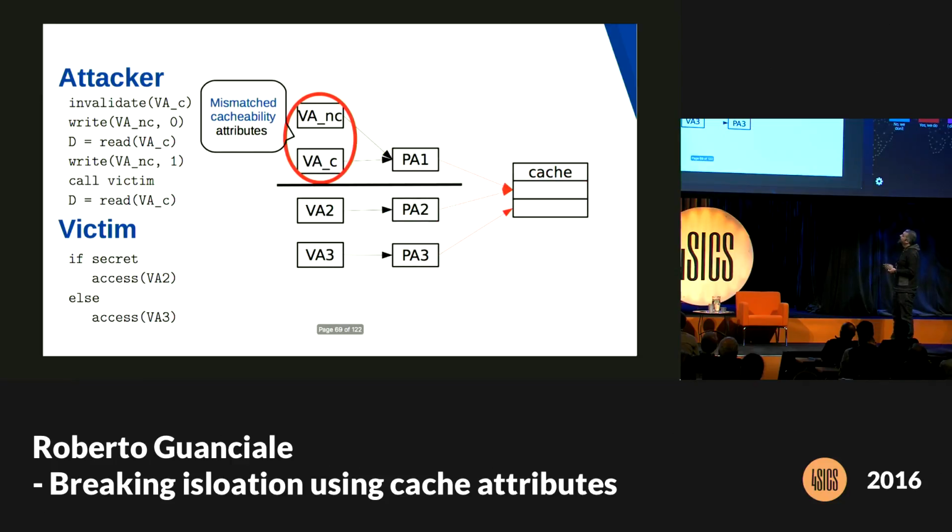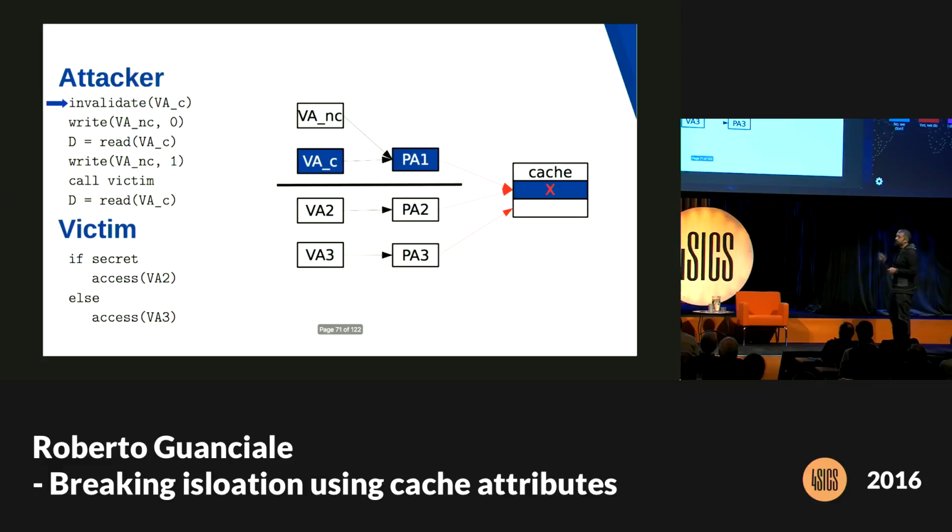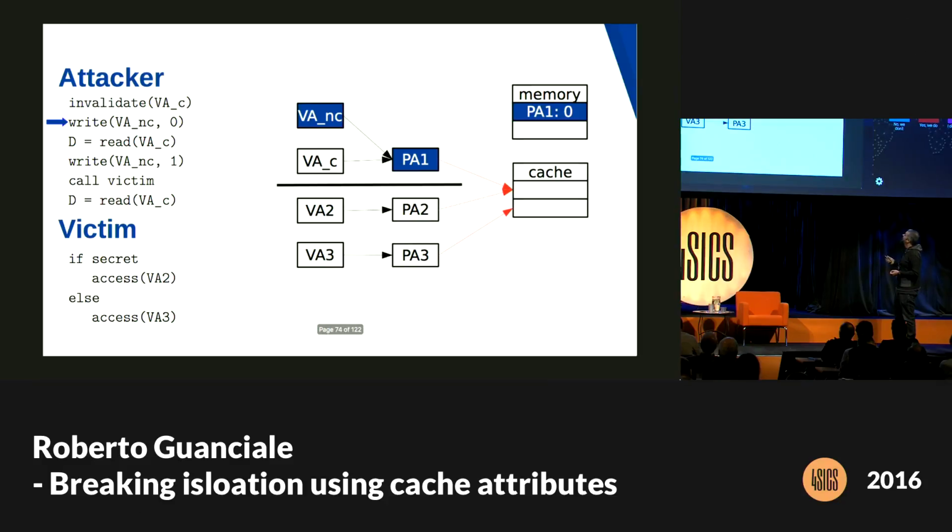And the attacker uses mismatched cacheability attributes. He uses 2 different virtual aliases pointing to the same physical address. In this case, they're not really sharing memory. They just share cache lines. So the attacker invalidates the cache just to be sure that there is nothing in the cache. It writes 0 into the non-cacheable alias, so we have 0 that is written directly into the memory.